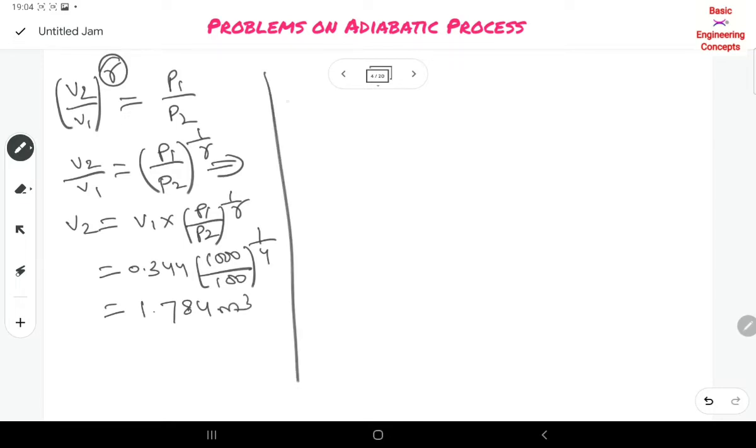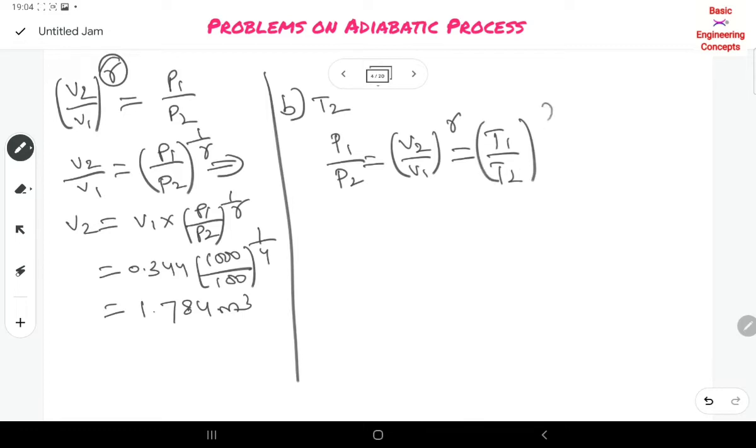So next, second one, B, that is final temperature. You can calculate this also with the relations: P1 by P2 is equal to V2 by V1 to the power of gamma, or T1 by T2 whole to the power of gamma by gamma minus 1. You can use any of the relations. P1 by P2 is known, and V1 and V2 are already known, so any one of these relations can be used to find T2. So I want to use this relation.